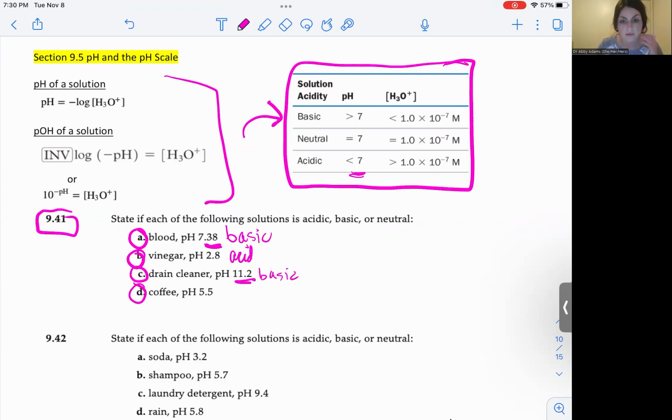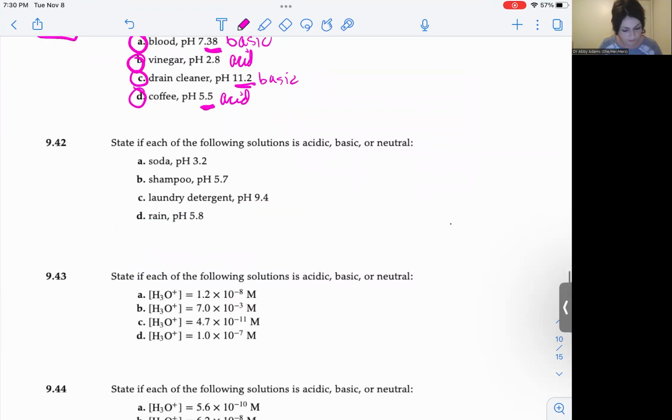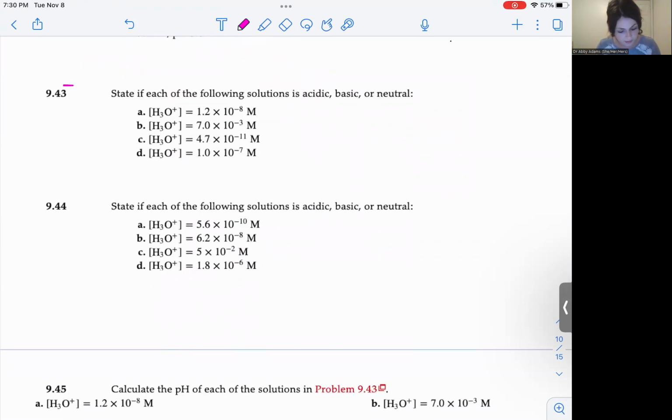Coffee, right? You ever get acid reflux after drinking too much coffee? I certainly do. So that is acidic, right? Because the pH 5.5 is much lower than 7. That's acidic. Okay, so let's do 9.43. State if each of the following solutions is acidic, basic, or neutral.